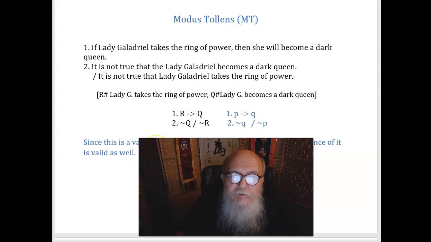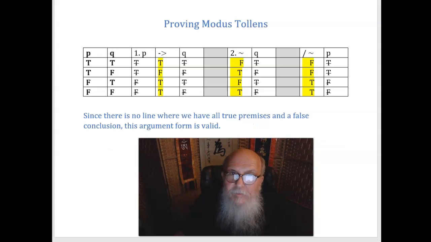And up to this point, you've had to take my word for it that this is a valid argument form, and any possible substitution instance of it is valid as well. But don't take my word for it. Once again, we generate a truth table. We have our first premise, our second premise, and our conclusion.